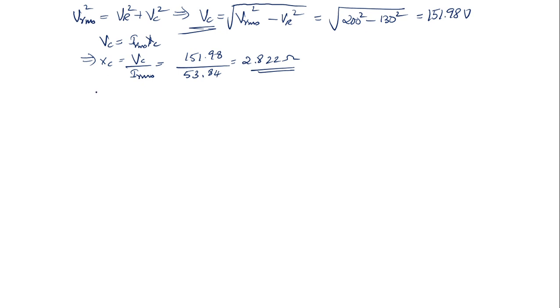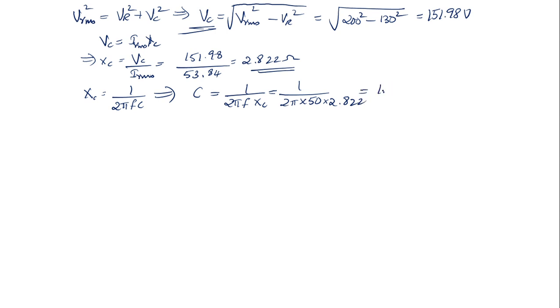Once you get the value of Xc, you can find out the value of capacitance. Xc equals 1 by 2 pi Fc, so C is equal to 1 by 2 pi F into Xc. On solving, 1 by 2 pi into 50 into Xc, you have already got 2.822, you will get the value as 0.00112 farad. So you have got the value of capacitance.